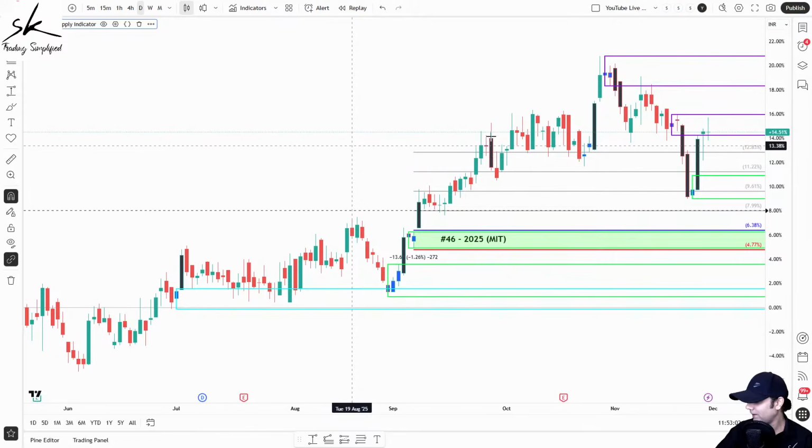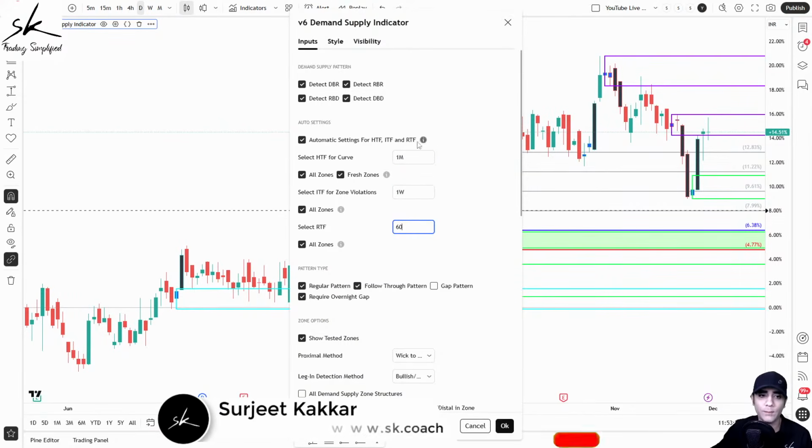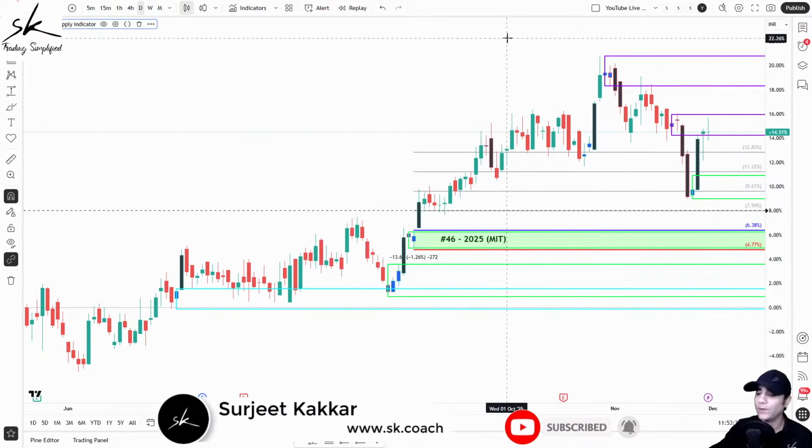So do we have to insert time frames into auto settings as mentioned? Absolutely. Yes, because if you do not define, how will the indicator know on which time frame I need to do curve analysis, on which time frame I need to do zone violation analysis? So you will have to define it here. Only then when you change to that particular time frame, it will do that particular analysis for you.